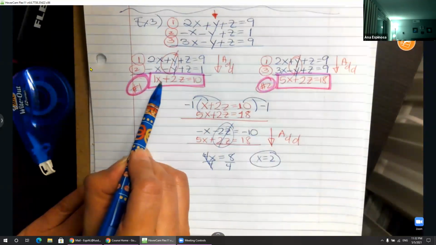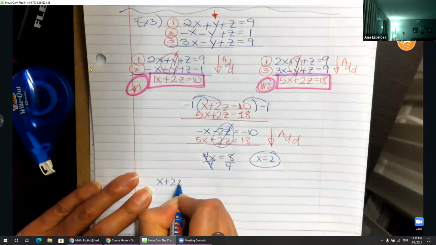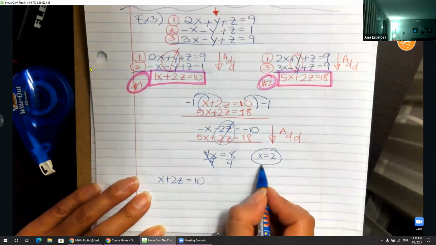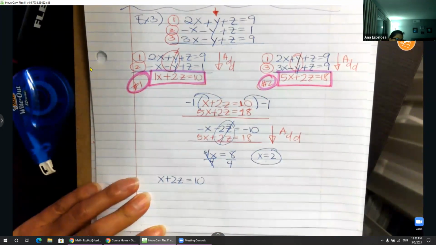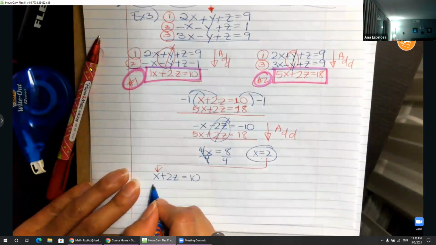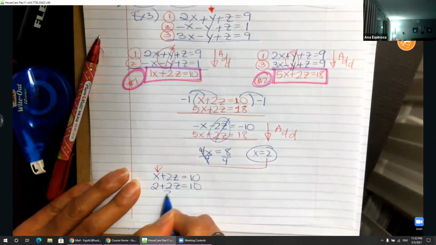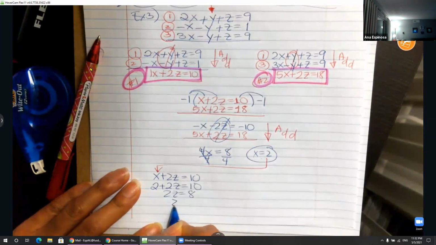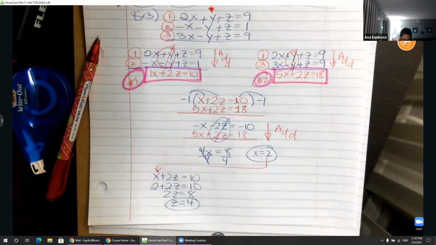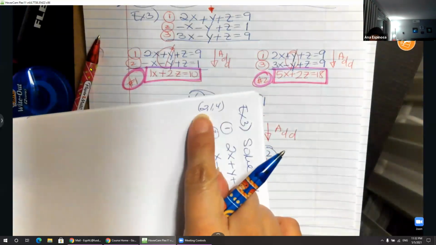So I'm going to plug it back into this one. Always go back to the original. x plus 2z equals 10. And that goes in here. So it'll be 2 plus 2z equals 10. Subtract 2, that's 8. Therefore, z is 4. Okay. So far, so good. On here, I have put the answer.